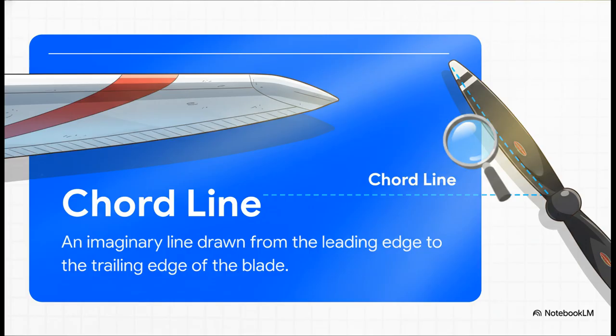Next up is the chord line. Just like the wings on a Cessna or a Piper, a prop blade has a leading edge that slices into the air and a trailing edge. Because most props have a flat blade face, that bottom side we just mentioned, this imaginary chord line is usually just drawn straight along that flat face. Keep this line in your head because it's super important for our next term.